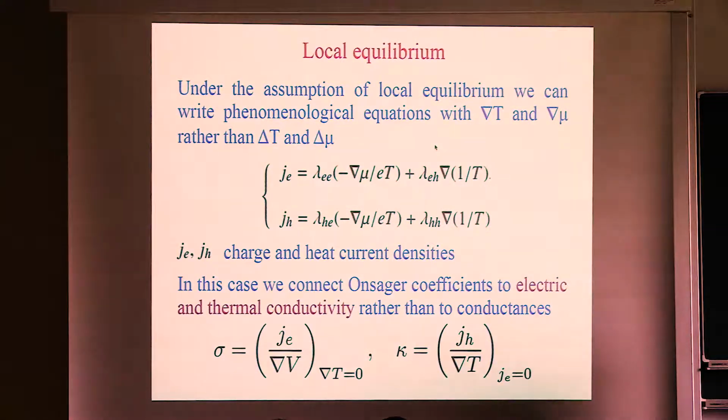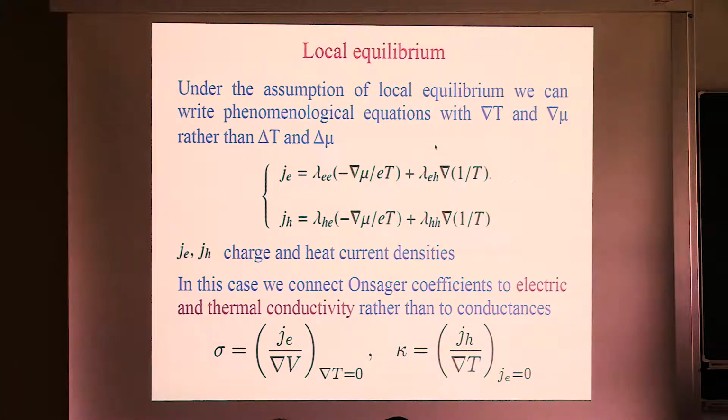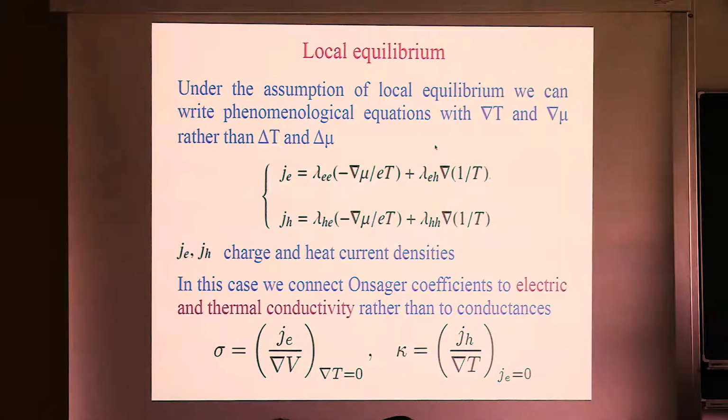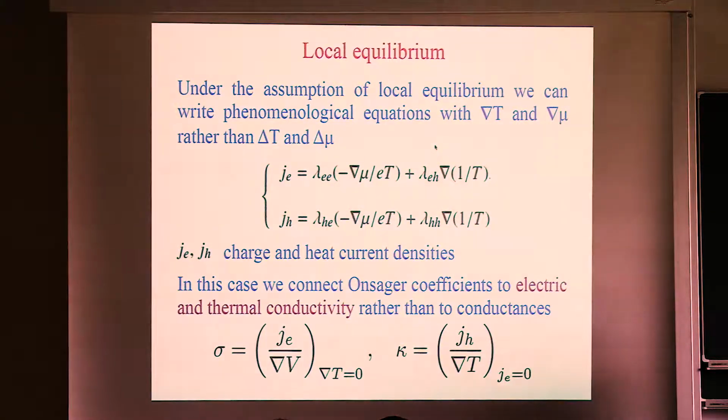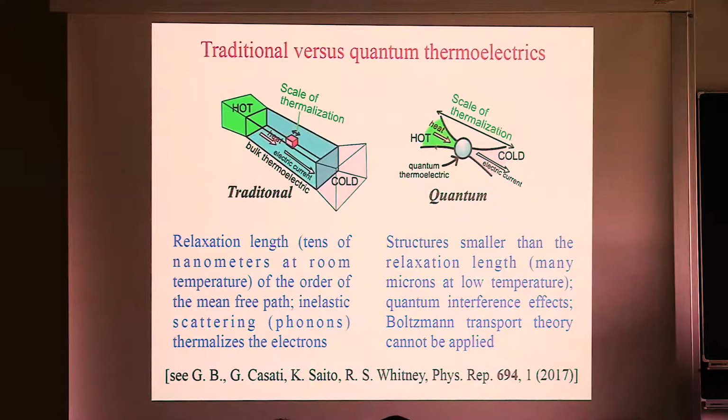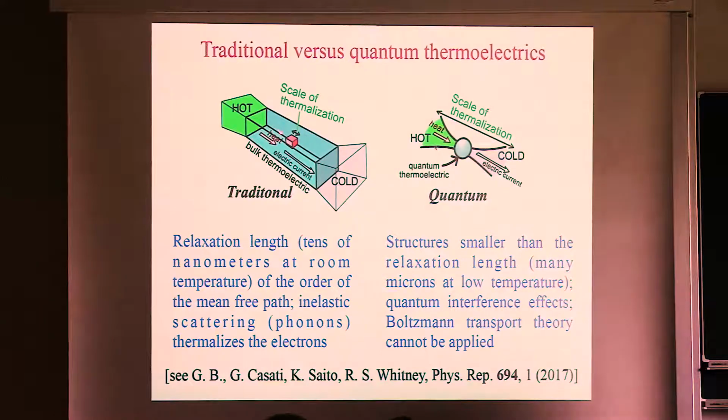Then the question is if you can work with conductivities rather than conductances, and if you can substitute temperature difference and electrochemical potential difference with gradients, and then speak about electric and thermal conductivity. And the question, of course, is related to whether you have local thermal equilibrium. But this question I want to mention here because it's related somehow to comparing traditional with quantum thermoelectricity.